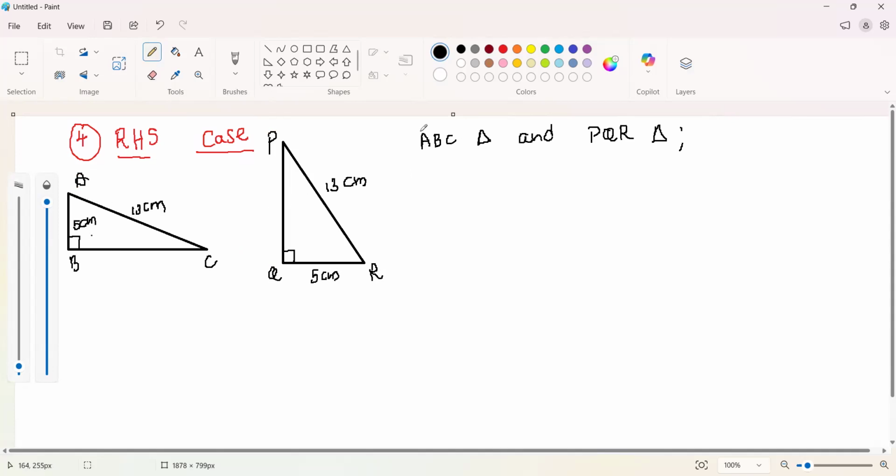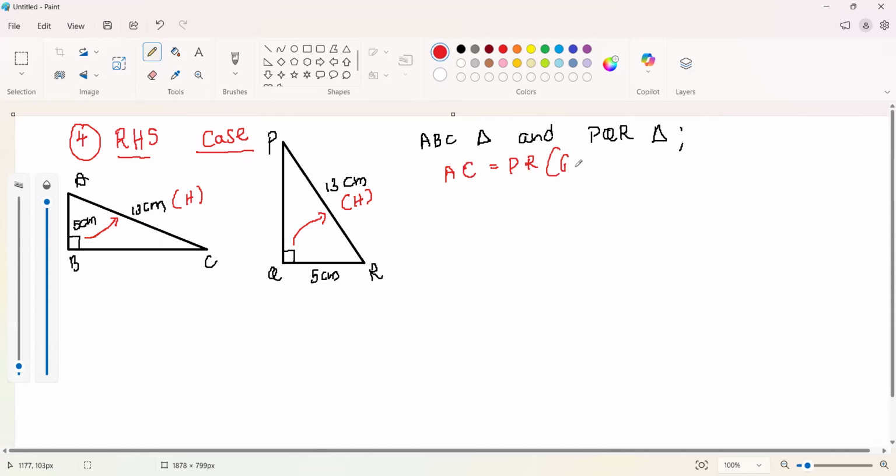Here you have to think about two things only. You have to write only two things. There should be a right angle. Yes, they are having a right angle, 90 degrees. In front of 90 degrees, they are having a hypotenuse. This is the hypotenuse. It's 13. So the hypotenuses are equal to each other. What is that? AC equal to PR.